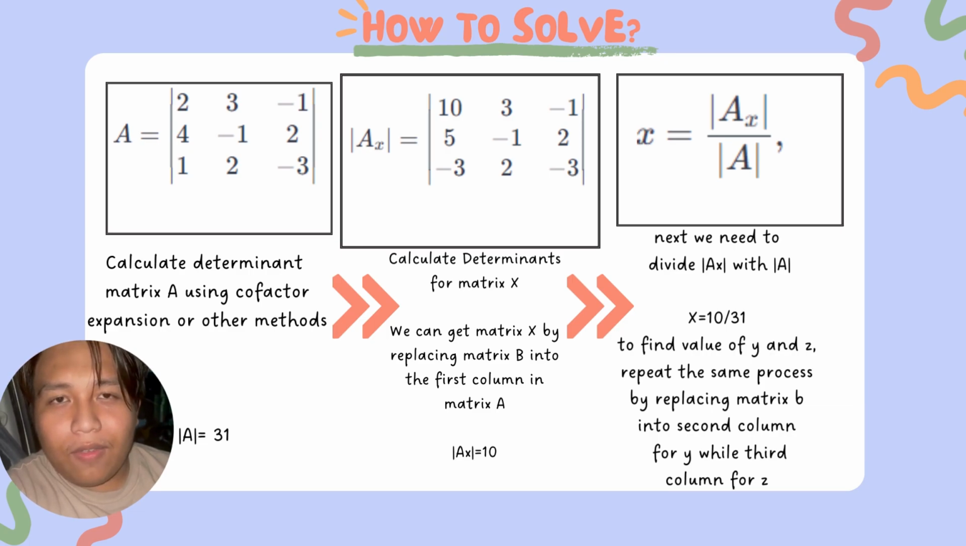After that, how do we find the value of x? We just need to divide the determinant of matrix AX by the determinant of matrix A. So for this question, the value of x is 10 over 31. After this, we have to find the values of y and z. How do we find that? We just repeat the same step, but for y we replace the second column with matrix B, and for z we replace the third column. Then we find the determinants of the new matrices, which are AY and AZ, and then we can get the values of y and z, and that's all.